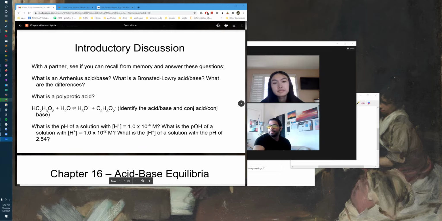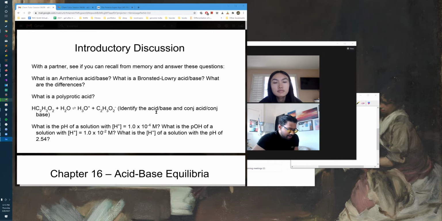I forgot the negative log part. So it's actually going to be negative exponent minus the log. So this will actually be negative negative 4, which is just positive 4. So the pH is 4.